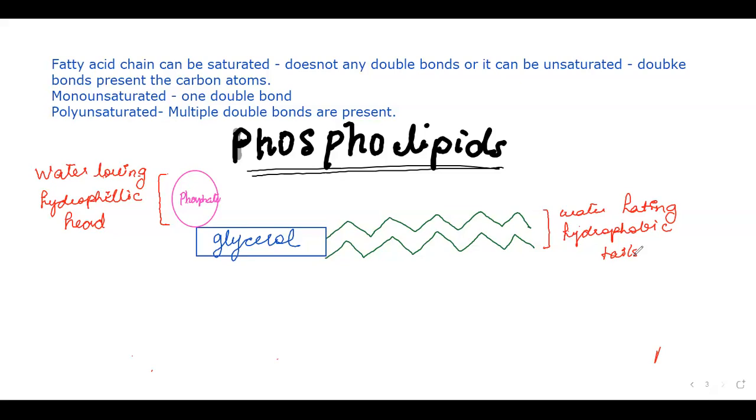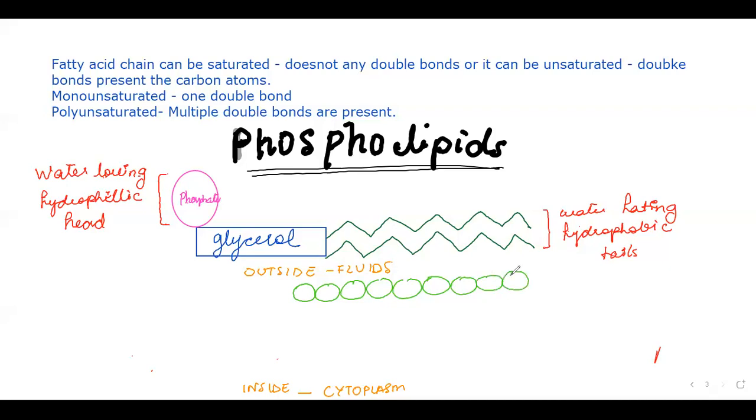Let's say that this is the outside of the cell and this is the inside of the cell. Outside of the cell, we have fluid, the bodily fluids, your tissue fluids and all that. And inside of the cell, we have the cytoplasm. Now, what's going to happen? The water-loving phosphate group will say, I want to be facing the fluids. I want to be facing the cytoplasm.